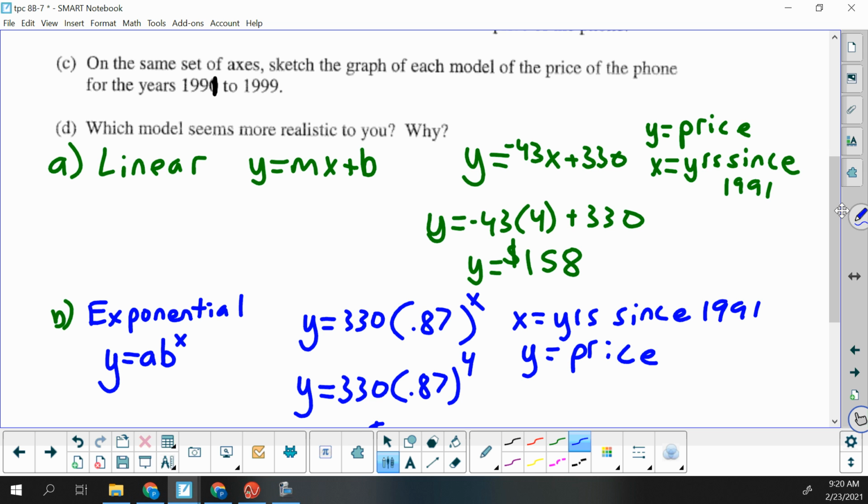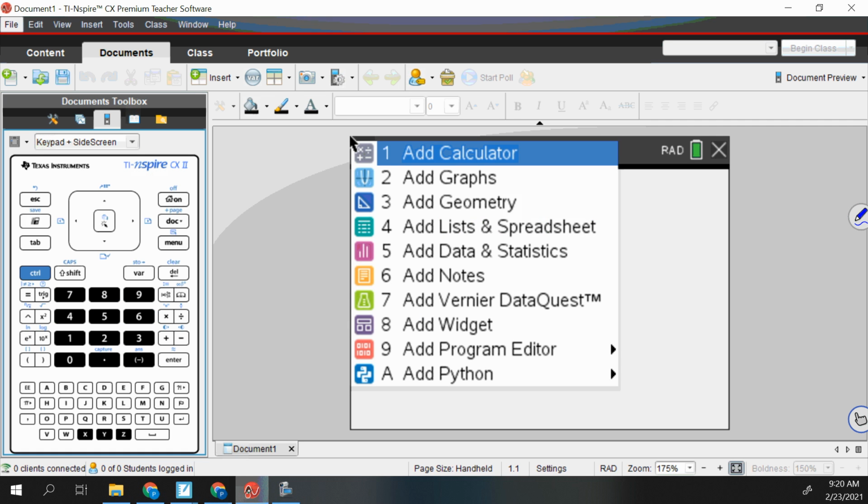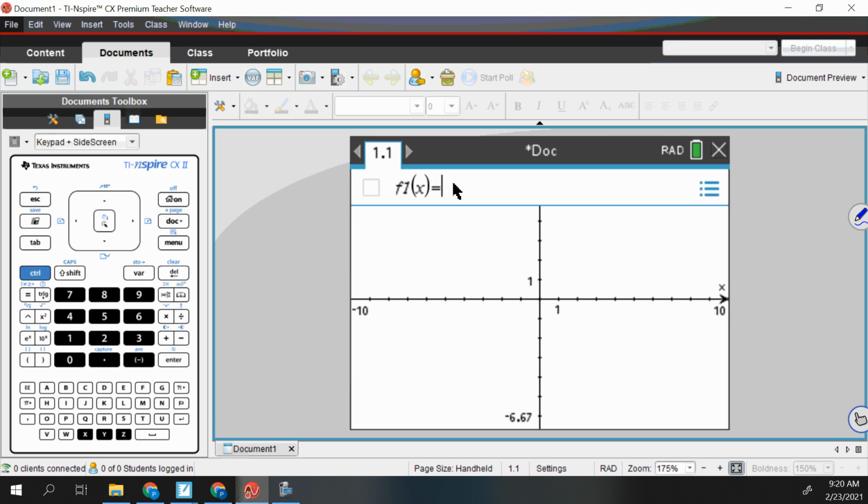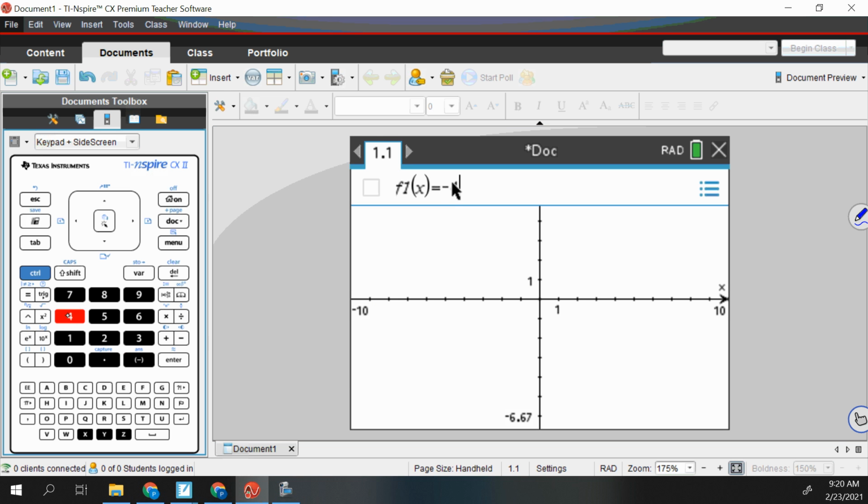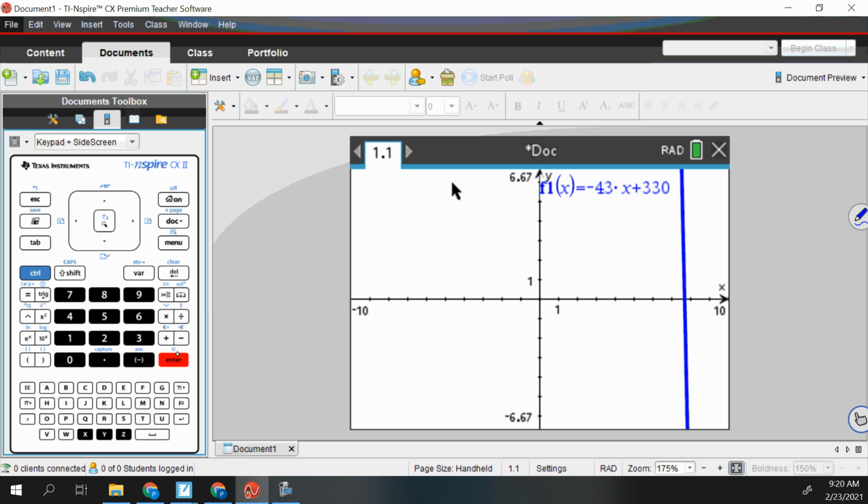So let's go to a graphs page, and we're going to graph both of these on the same axes. We've got the minus 43x plus 330. And then we've also got, if we hit tab to graph the other one, the 330 times 0.87 raised to the x. So those are our two functions.